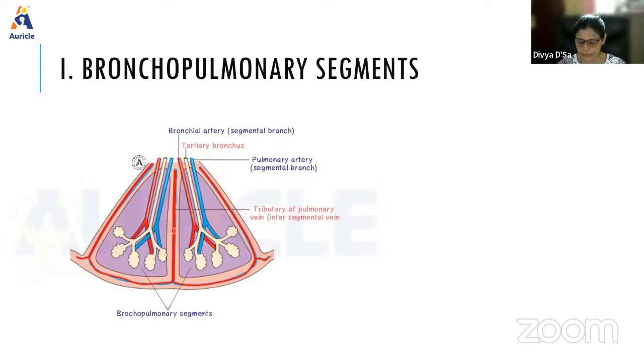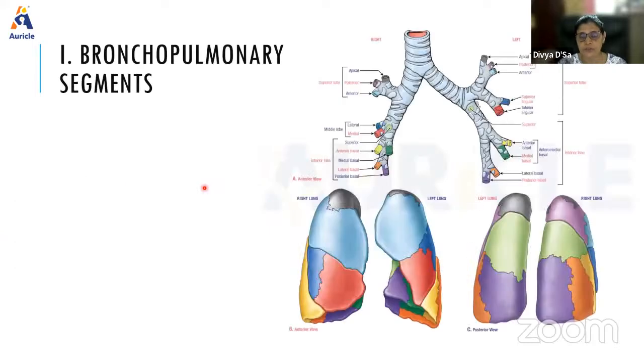That is one more thing. Each of these segments has its own lymphatic drainage and autonomic nerve supply. Clinically important, each of these segments can be resected or removed independently. Each can be removed. So that is the importance there. How many bronchopulmonary segments are there on each side? There are about 10 bronchopulmonary segments on each side.